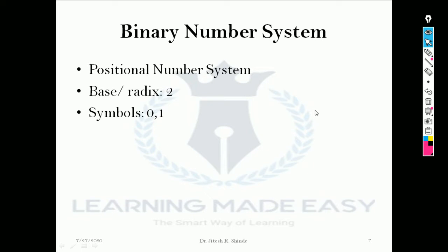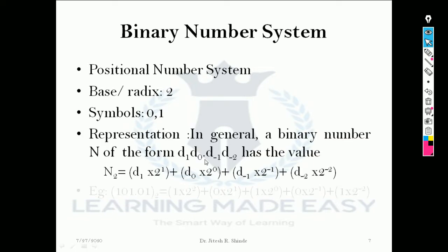Now next comes the representation. In the decimal number system, say the number n is d1, d0 dot d at the base minus 1, minus 2. To indicate that this n is in the binary number system, in some books 2 is written, instead of 2, a small b may be written. So it can be written as d1 into 2 to the power 1 plus d0 into 2 to the power 0 plus d at the base minus 1 into 2 to the power minus 1 plus d at the base minus 2 into 2 to the power minus 2.